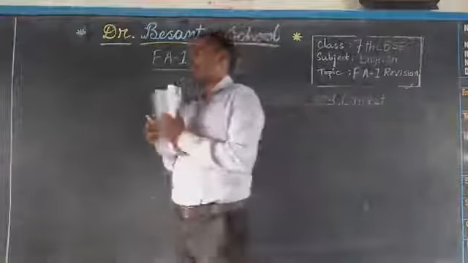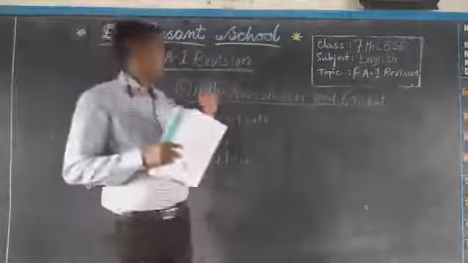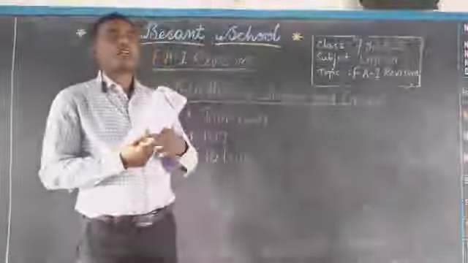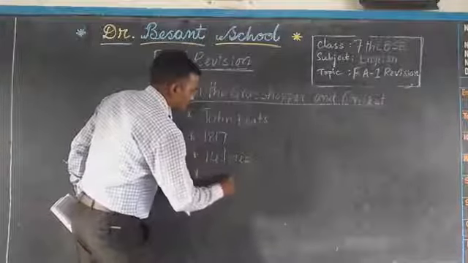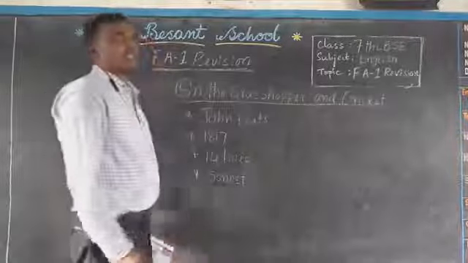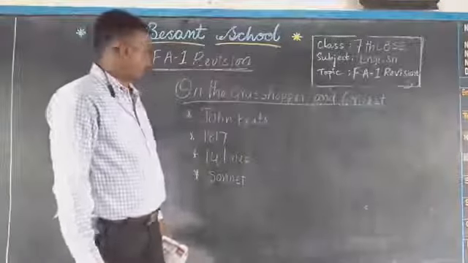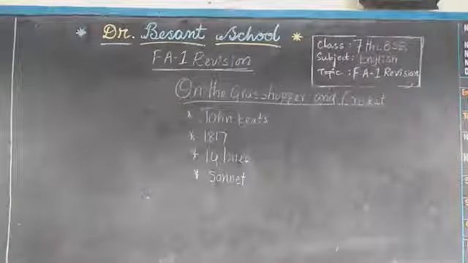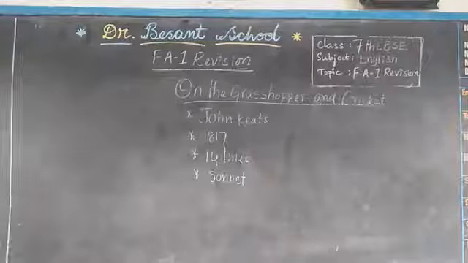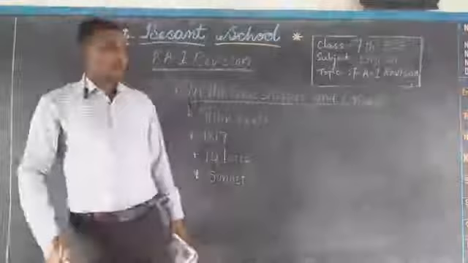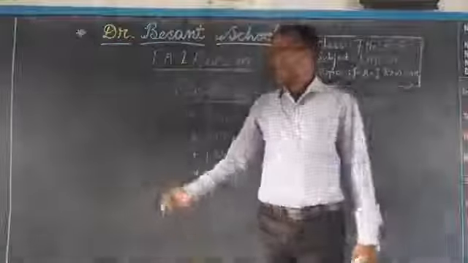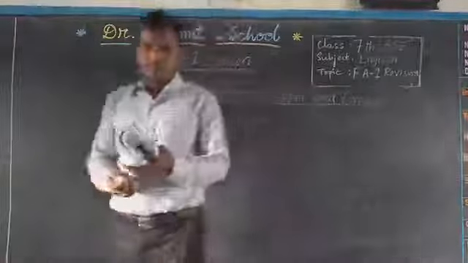And one more question here. What kind of poem is On the Grasshopper and Cricket? So the correct option is sonnet, right? What kind of poem is it? A, Sonnet; B, Elegy; C, Ode. So the correct option is sonnet, right?